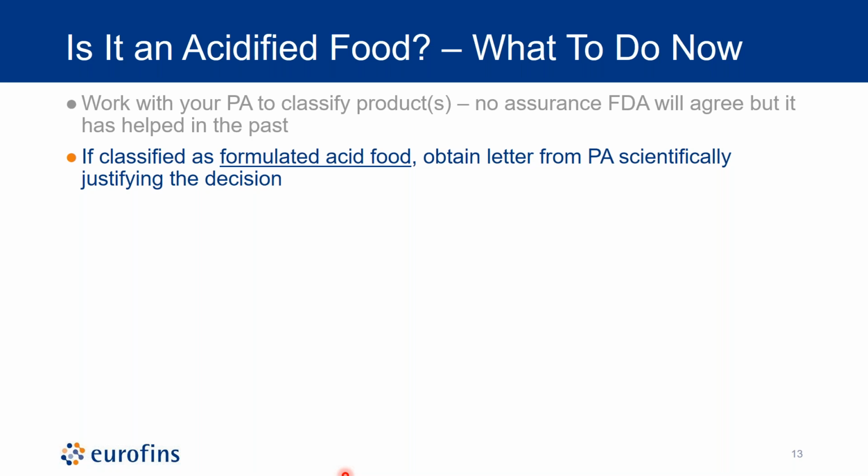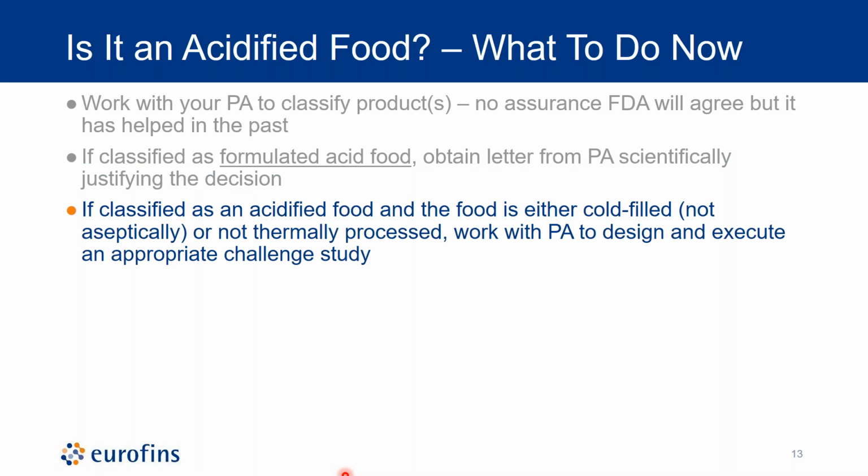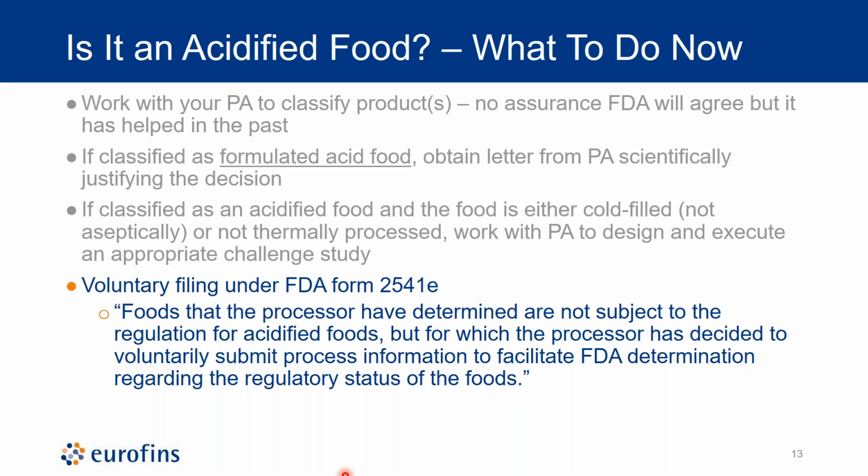If the product is classified as a formulated acid food, obtain a letter from the processing authority scientifically justifying the decision, and this is the type of thing that we're talking about doing with Dr. Fred Bright and so on. And if classified as an acidified food and the food is cold-filled and is not thermally processed, work with a processing authority to design and execute an appropriate challenge study, which Martha is going to talk about here if I get off quickly. And then you also have the option of voluntarily submitting the information to FDA, even if you think that the product is an acid food.